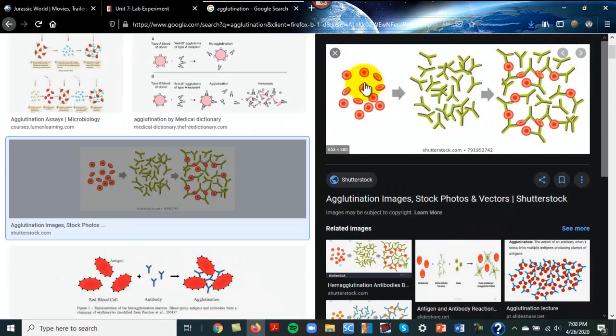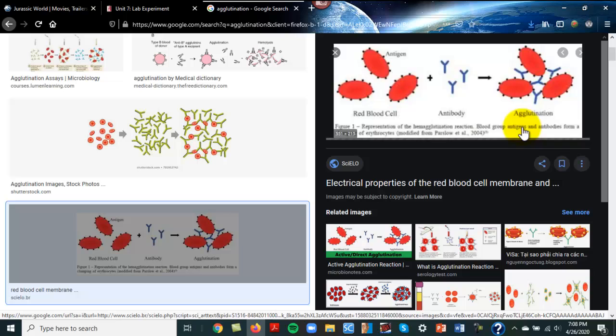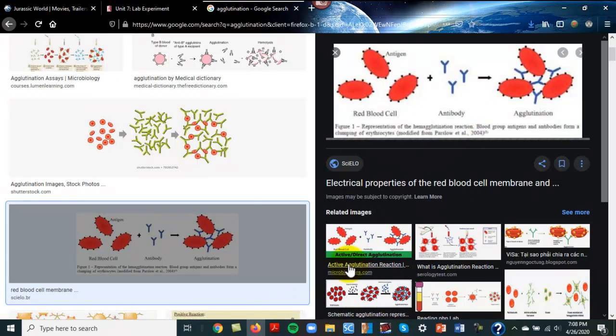See, here's some red cells, some antibodies, and you see they're all attached. Here's another good diagram. So there's agglutination, here's the antibodies, there's the red blood cells. So you're trying to avoid that.